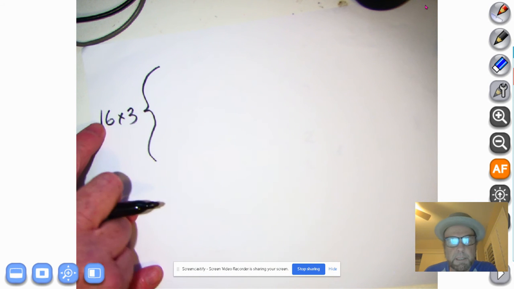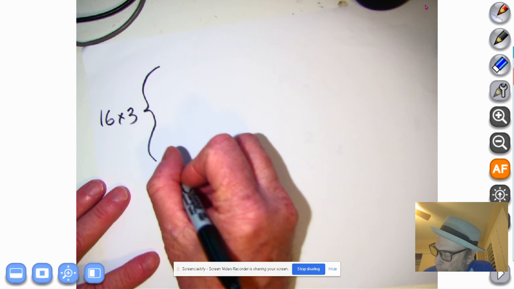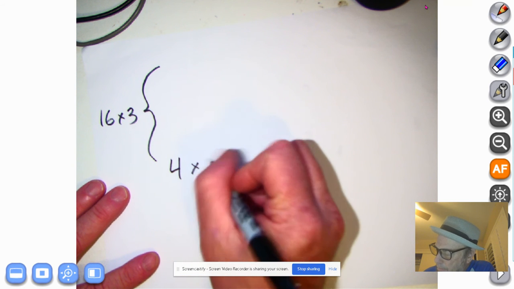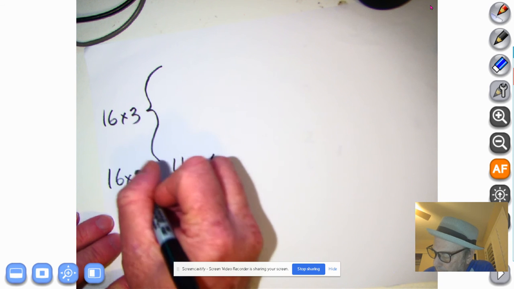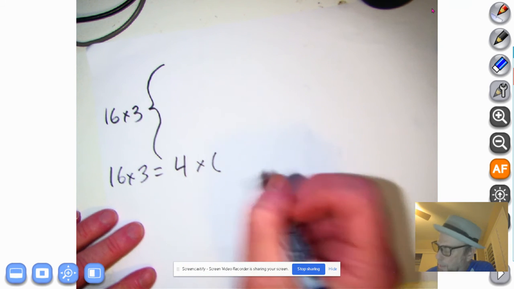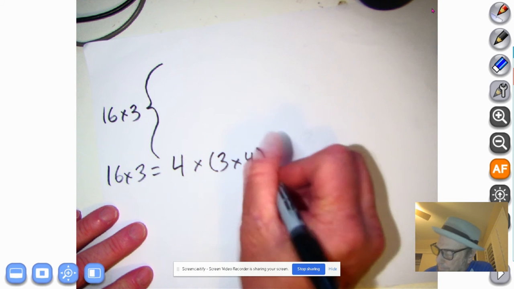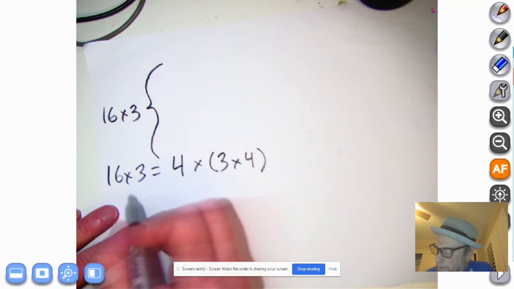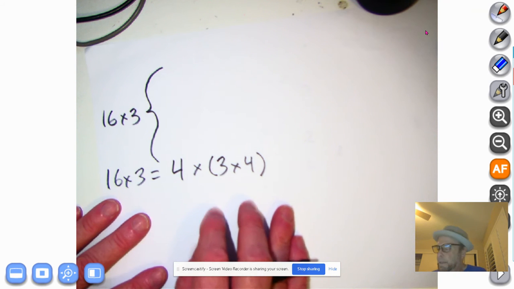We're going to make this 16. Think about some factor pairs for 16. We did 8 times 2, but what about 4 times 4? 16 times 3 equals 4 times 3, right? And then times 4. All right, so there it is. 4 times 4 is 16, and we're multiplying that 16 by 3. This is the associative property in action.